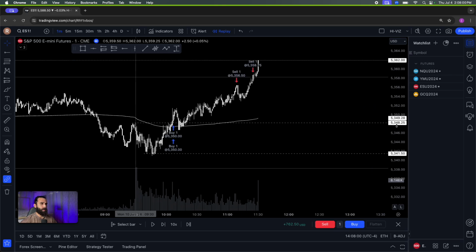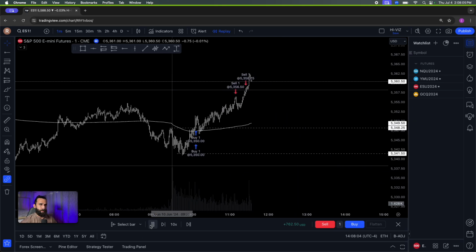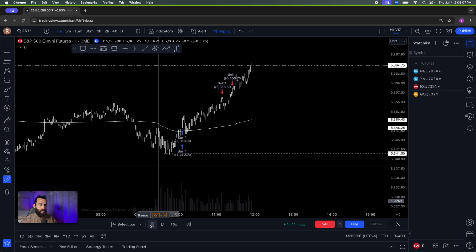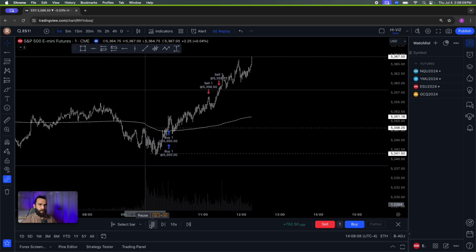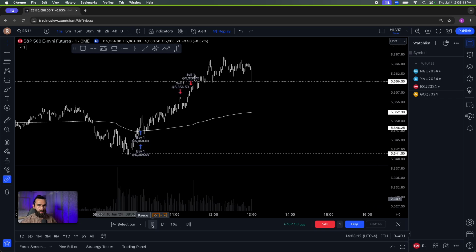We're at 11:30 here. Let's go ahead and play this. We can play this a little bit more forward just to see what happens, see if it takes off and runs. Kind of consolidates, gets a little bit choppy. Looks like this might be a runner. Leaving one position on could have worked out really well.